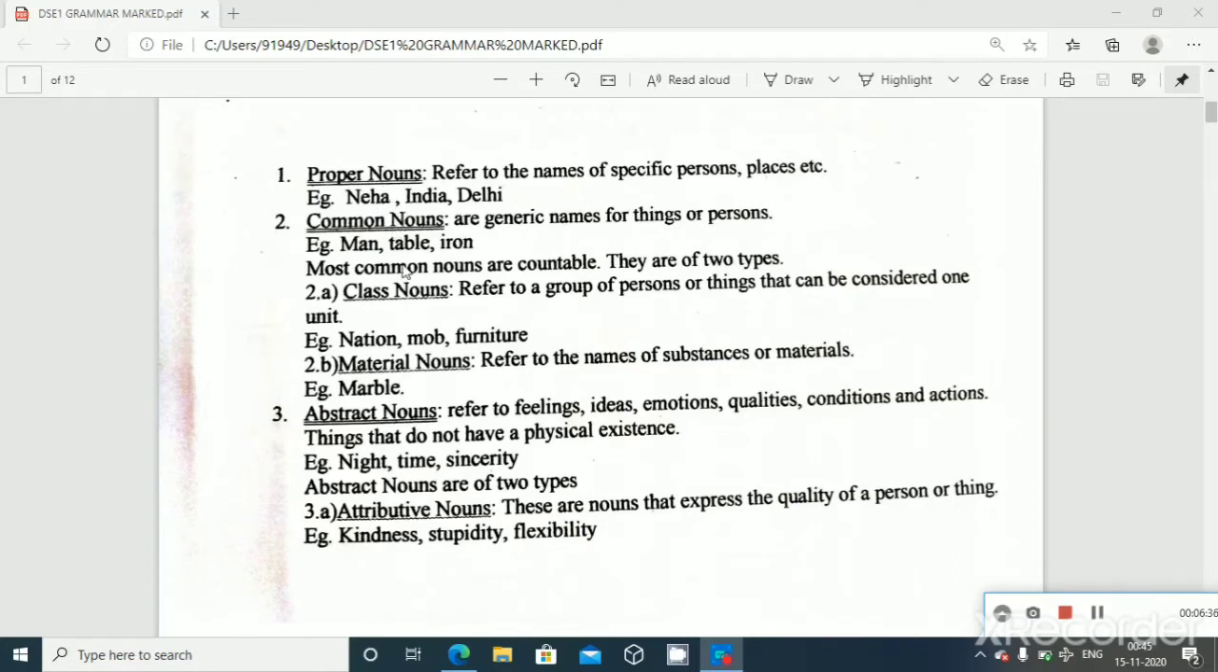But what about the example of common noun? Man. It can be any man. So very common it is. Generic names for things or persons. So very important to note it down.